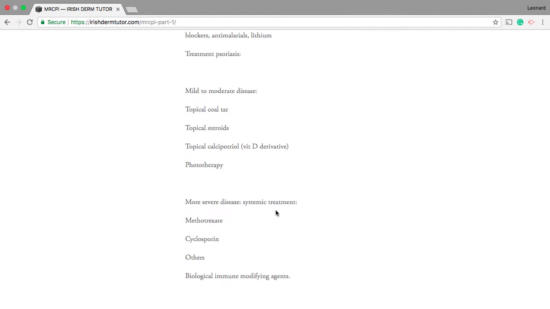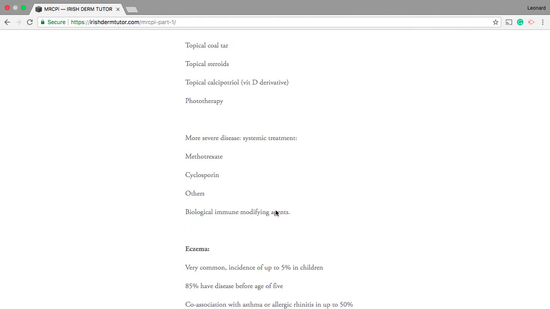Now, if the psoriasis is more severe, you may need to consider systemic treatment. The old classic mainstays, which are still used very commonly, are methotrexate and cyclosporin. There's a whole host of other types of oral treatments that can be used also. And then there are the new biological immune modifying agents. One such example would be the anti-TNF agents such as adalimumab. However, there's a whole different range of agents that are coming out on the market nowadays.